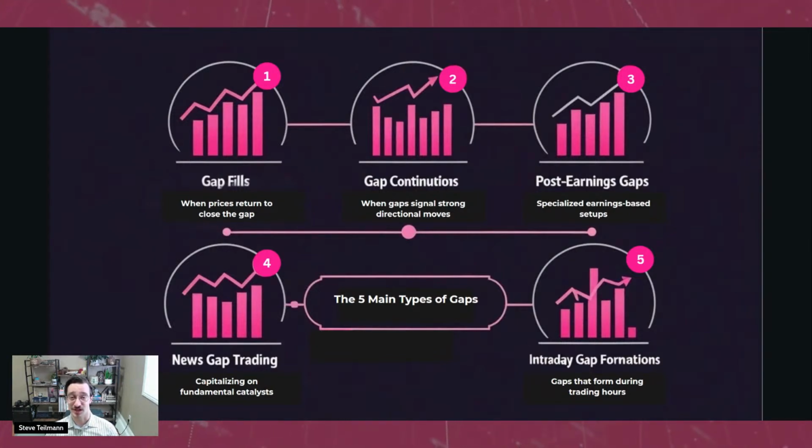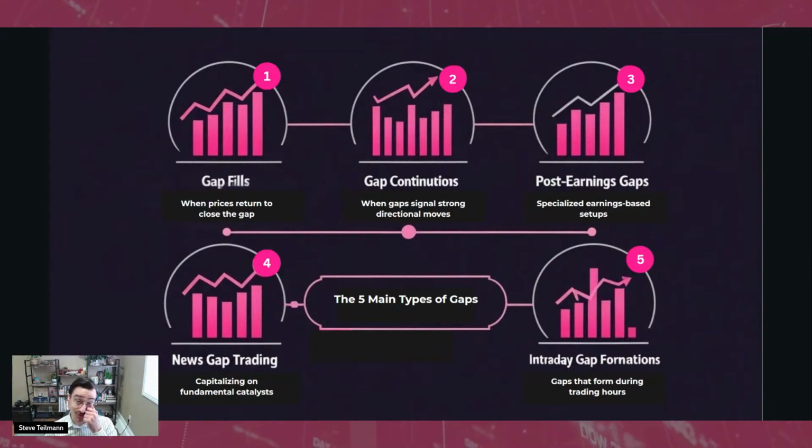You have post-earnings gaps, which are a little more specialized versions of ideally the gap continuations. If a stock gaps up on very positive earnings, you would expect that trend to continue. You have news gap trading, which is a little bit more volatile, but the same general premise. If the news is actually actionable and a really worthwhile news event, then you'll expect that trend to continue. And so those all fall under the gap continuation bracket.